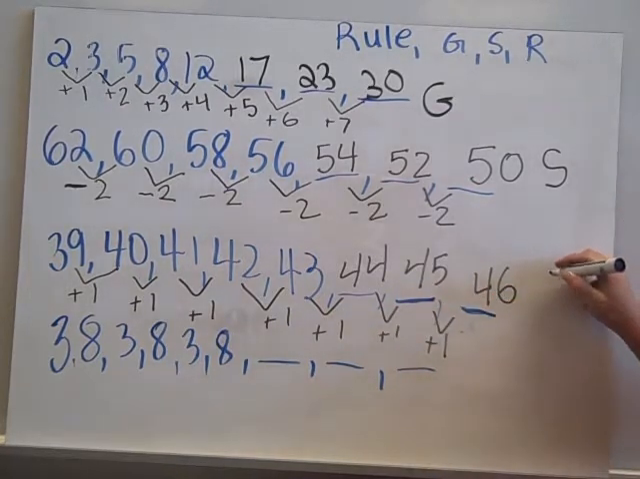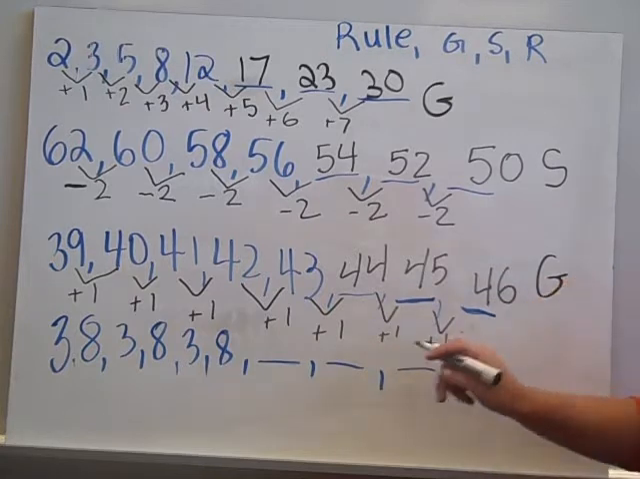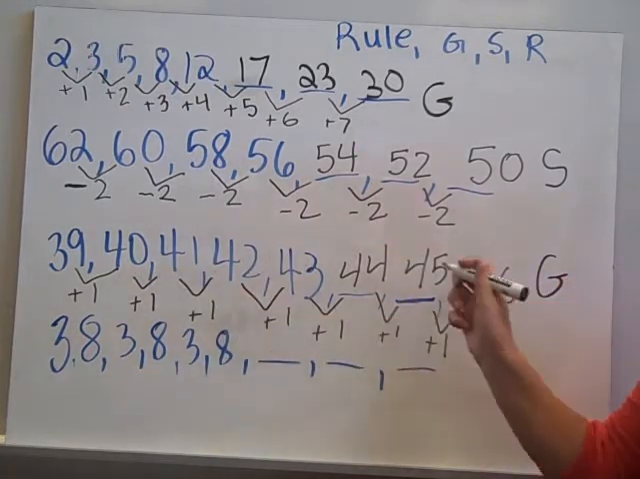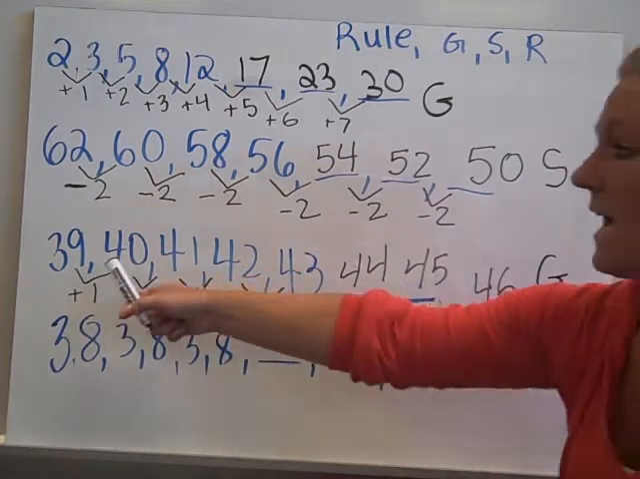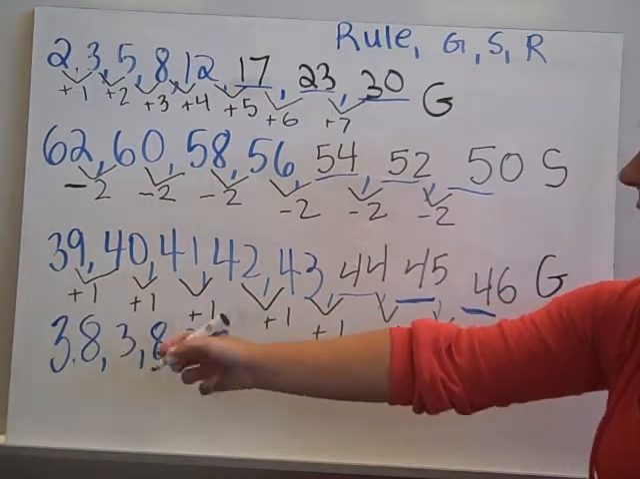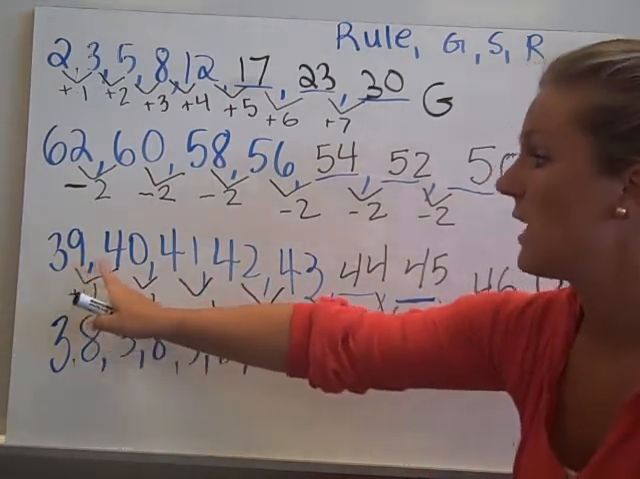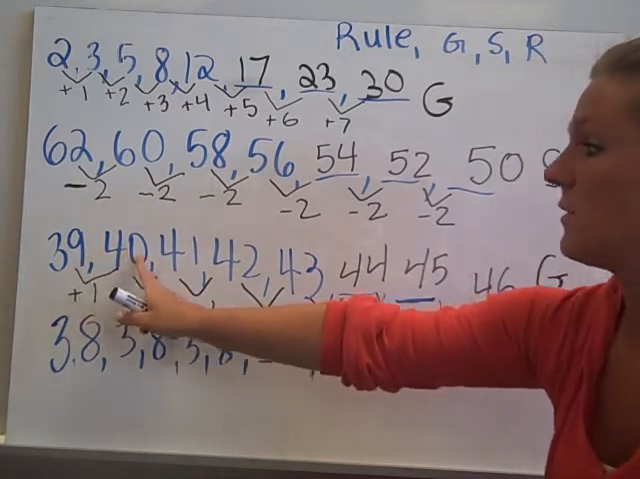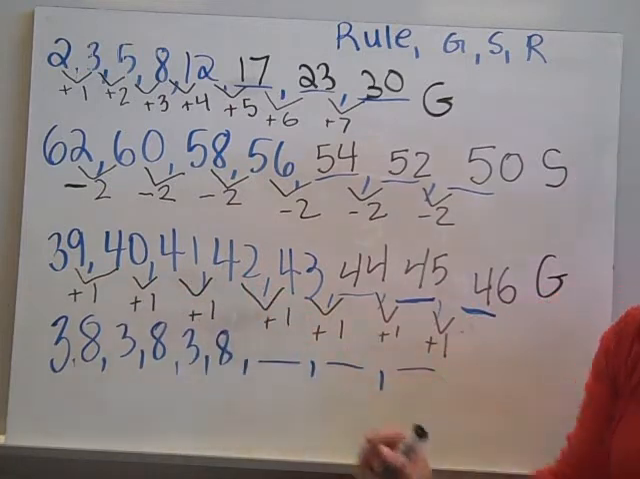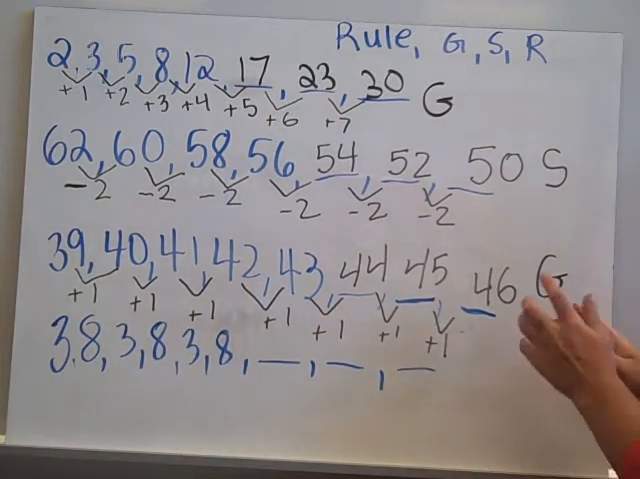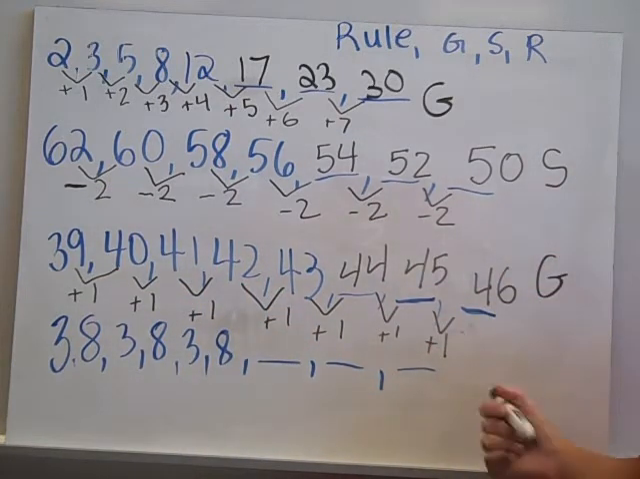Okay, and again, this is a growing pattern because I'm increasing by 1. It's not repeating because I haven't gone back and done 39 again, okay? It would be repeating if I went 39, 40, 41, 39, 40, 41, 39, okay? Do you see how you have to go back and repeat numbers? Okay, so this is growing or getting larger.